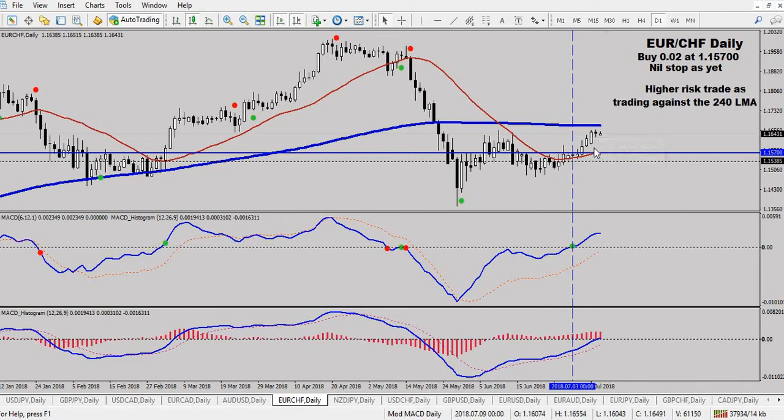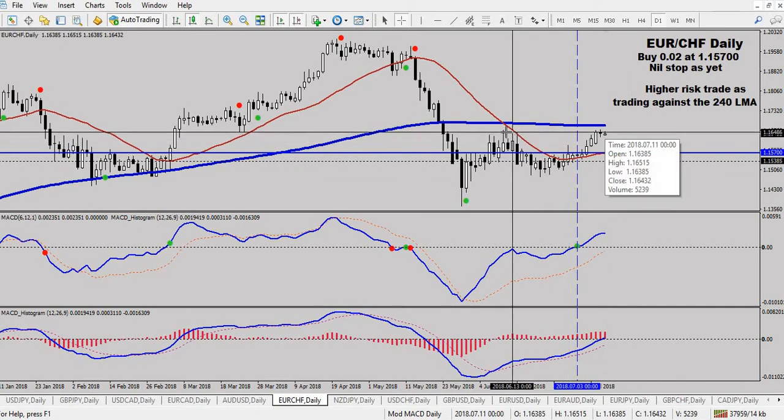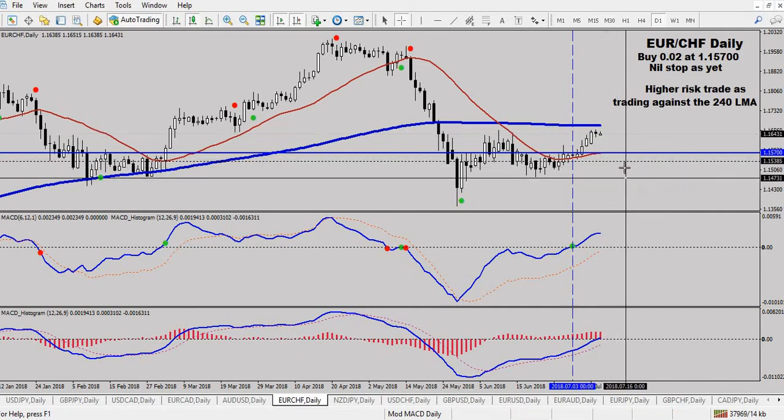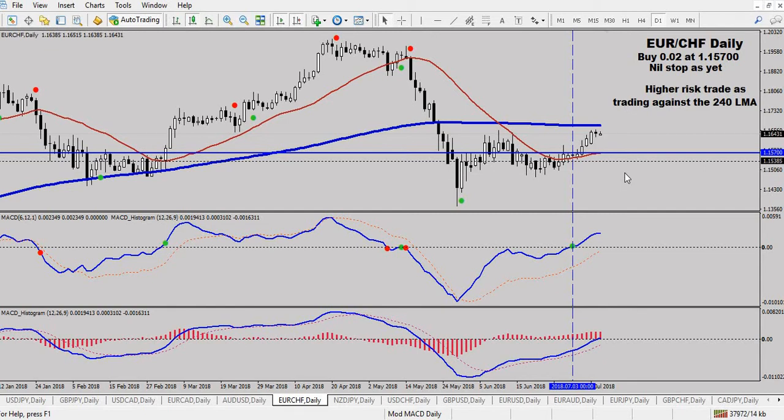I'm in a buy here in the Euro Swissy. It's got up towards the 240 LMA and just looks like it's stalling a little bit. As you can see, the fast MACD and the momentum on the histogram is also losing a bit, and it's pretty close to a previous high. So what I've done is I've closed half of that buy and moved my stop. I'll set a stop now at 1.15385. So closed half the buy, taking a few pips off the table, put a stop in place, can't lose on that. So that's Euro Swissy.